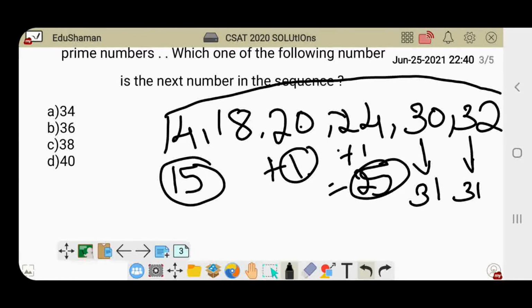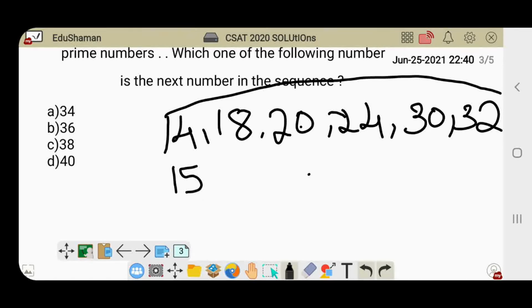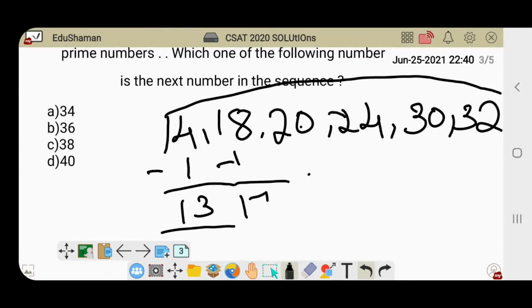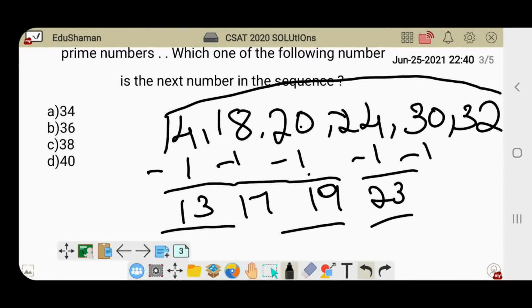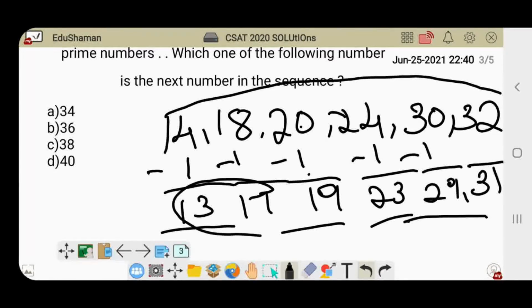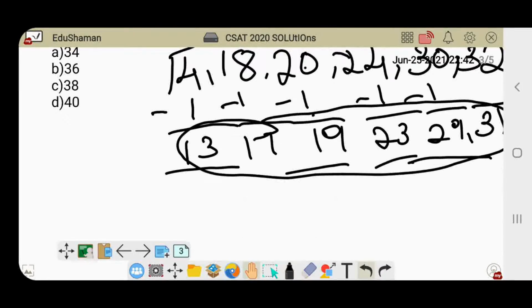So let's subtract 1 from these numbers. I'll undo this, and we'll have 14 minus 1 will be 13. Similarly, 18 minus 1 would be 17. 20 minus 1 would be 19. 24 minus 1 would be 23. 30 minus 1, 29, and 32 minus 1 would be 31. And all these numbers are prime numbers. So we know that the operation to be performed here is subtracting 1 from these numbers.